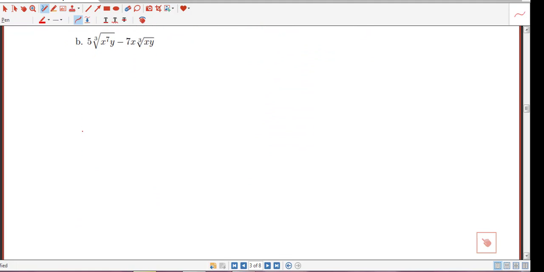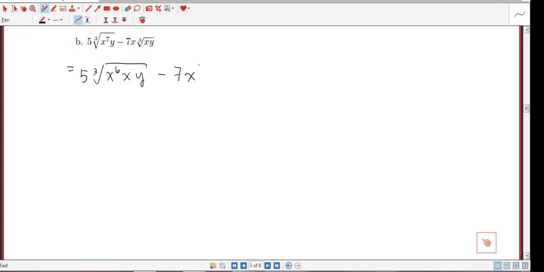All right. Now let's look at the next one. All right, so let's simplify this. You got a 5 times the cube root. Now, x to the 7th, where's the breakoff point? The biggest number before 7, that's going to be divisible by 3. That will be x to the 6th. And then what makes it x to the 7? X to the 1st. And then y.